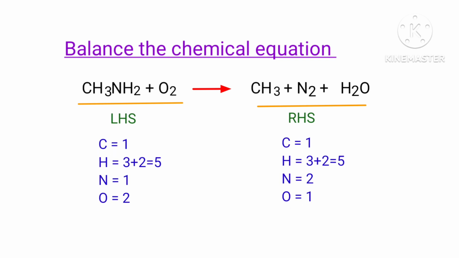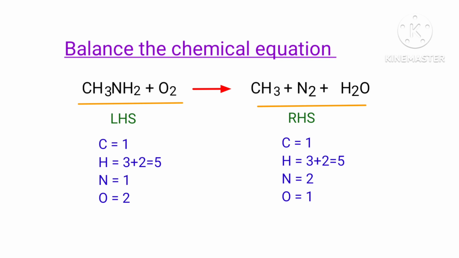In this equation, on the left hand side, there are 1 carbon atom, 5 hydrogen atoms, 1 nitrogen atom, and 2 oxygen atoms present. On the right hand side, there are 1 carbon atom, 5 hydrogen atoms, 2 nitrogen atoms, and 1 oxygen atom present. The number of atoms are not balanced on both sides.